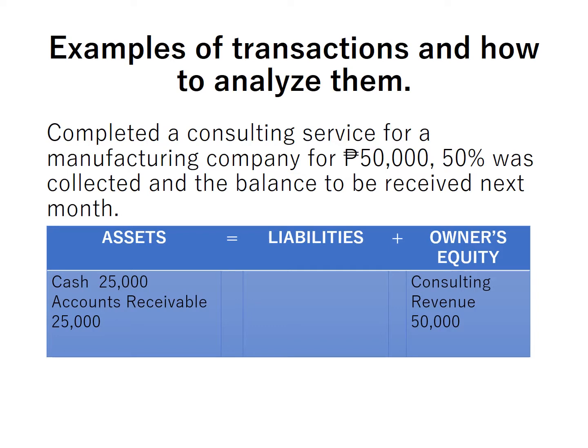The last account affected is consulting revenue. Since the business completed a consulting service, there's an income, so we're going to record the income in the consulting revenue account. What is the effect of the transaction to cash? Cash is increased by 25,000 pesos, equal to the 50% of the service fee collected. Accounts receivable is increased by 25,000 pesos as well, because a portion of 50,000 pesos will be collected next month, so there's a collectible.